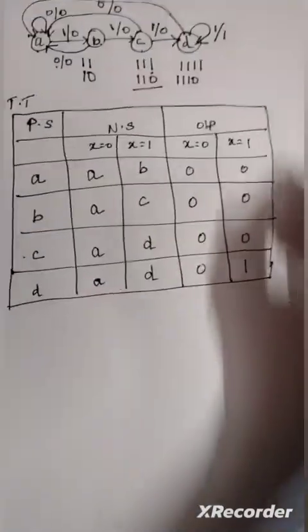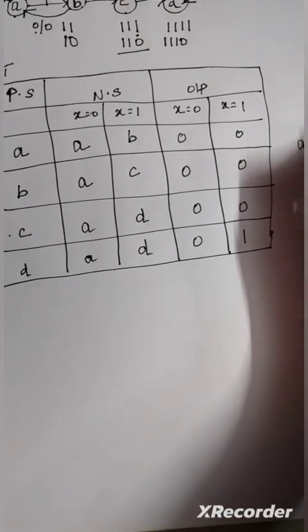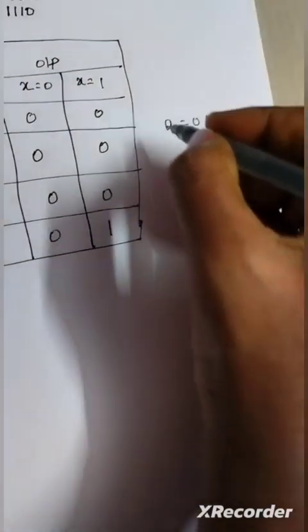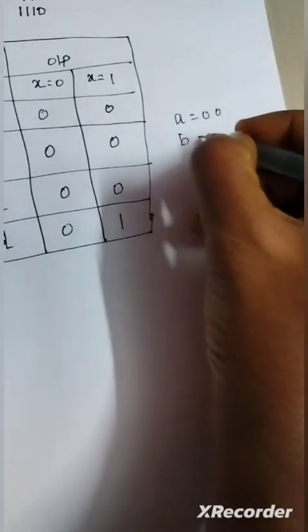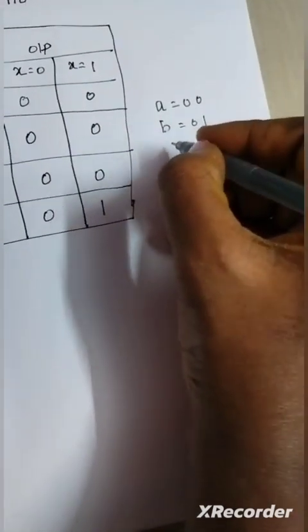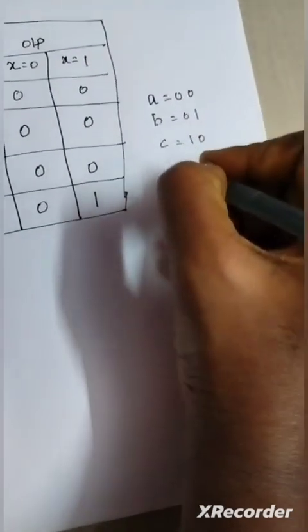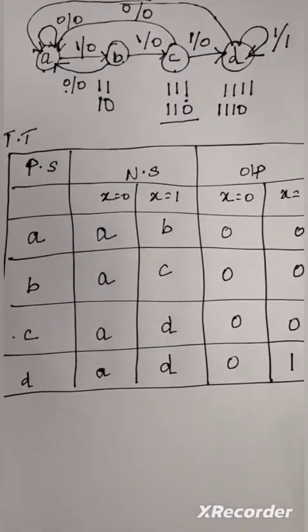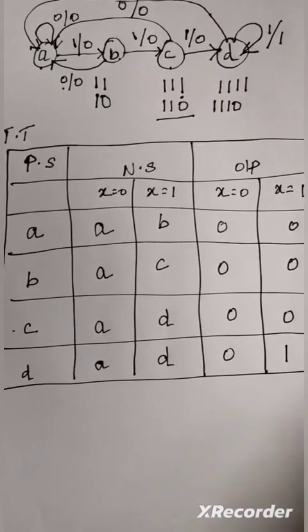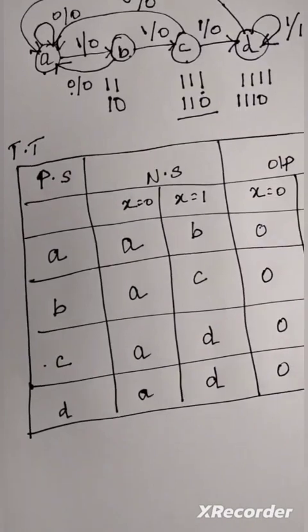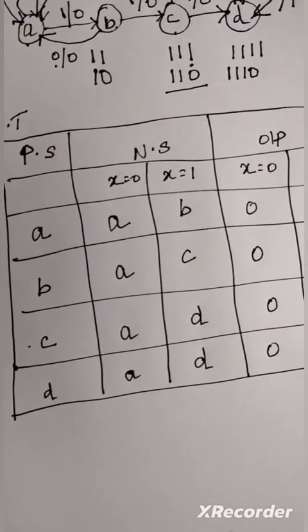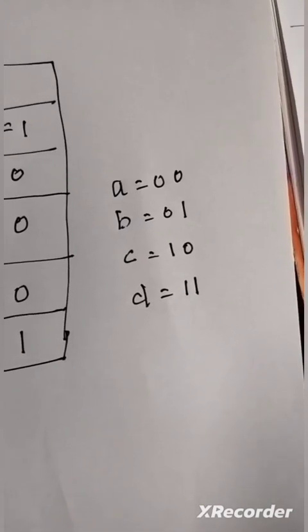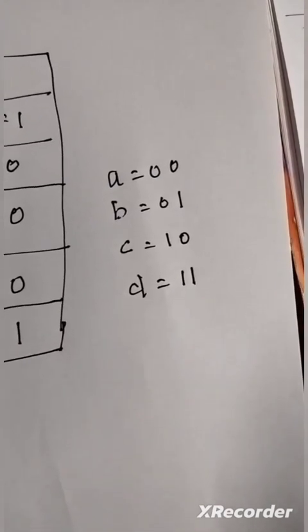Now just assume that A is equal to 0, 0, B equal to 0, 1, C equal to 1, 0, and D equal to 1, 1. So based on this transition table, we are going to write the QA and QB. So already we assume that A is equal to 0, 0, B is equal to 0, 1, C is equal to 1, 0, and D is equal to 1, 1.